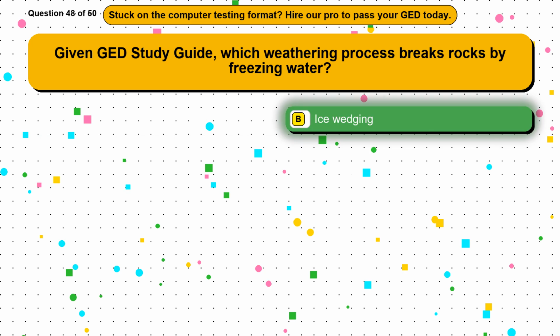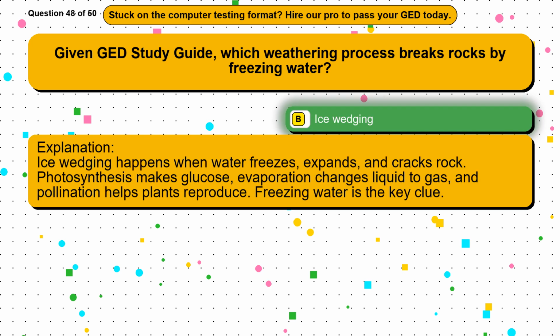The correct answer is option B. Ice wedging. Ice wedging happens when water freezes, expands, and cracks rock. Photosynthesis makes glucose, evaporation changes liquid to gas, and pollination helps plants reproduce. Freezing water is the key clue.